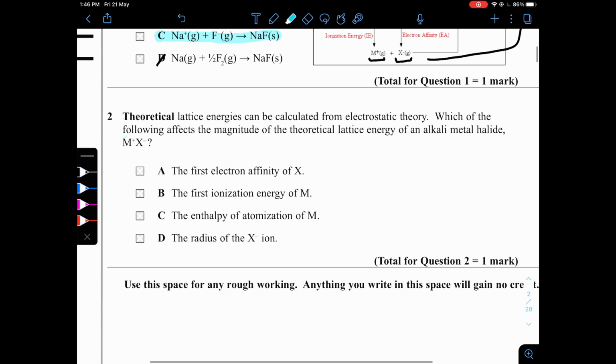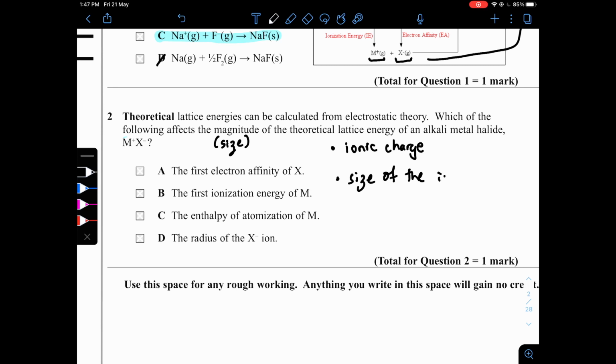Theoretical lattice energies can be calculated from electrostatic theory. Which of the following affects the magnitude, which is also the size, of the theoretical lattice energy of an alkali metal halide? So what are the things that actually affect the magnitudes of lattice energies in general? Ionic charge, and the size of the ionic radius. These are the only two things that can change the magnitude of a lattice energy. An alkali metal halide is going to have an M+ charge and an X- charge.